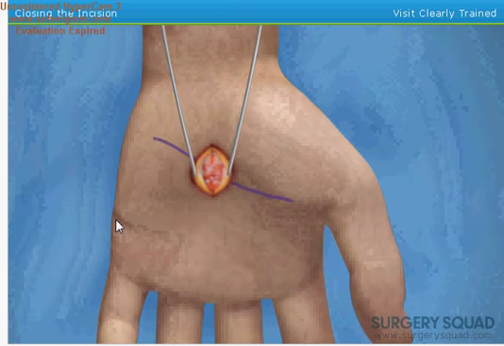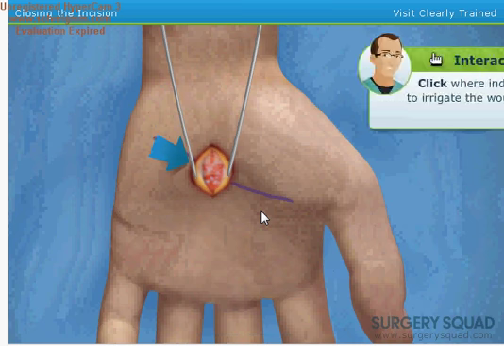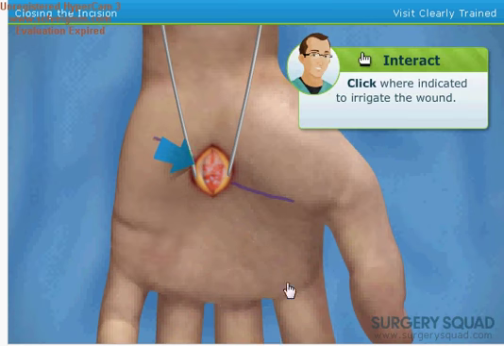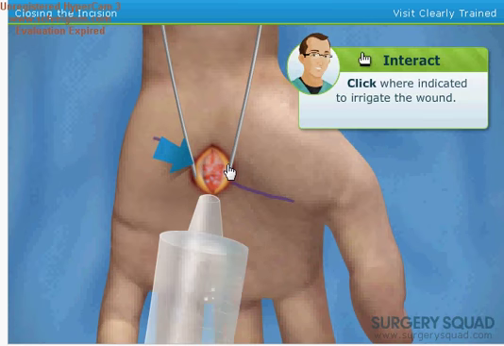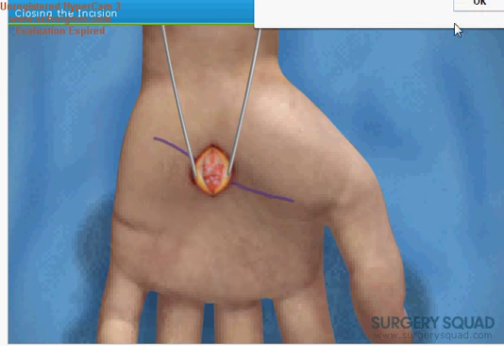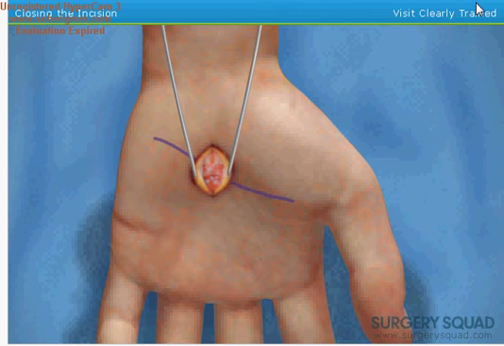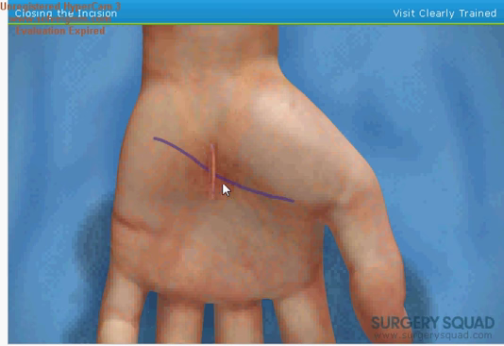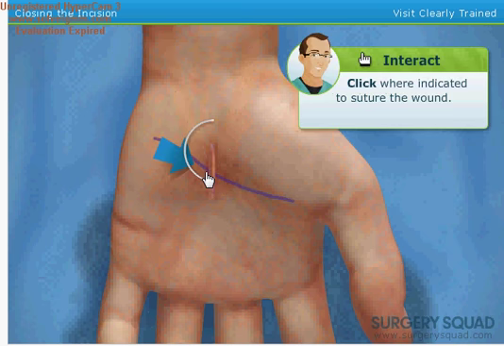Perfect. With the transverse carpal ligament cut, the median nerve is no longer inflamed. Now we can begin to clean and close the incision. Go ahead and irrigate the wound. When you're finished, I'll release the tourniquet, allowing blood to flow back into the hand. Great! Now you'll close the wound using non-absorbable sutures.